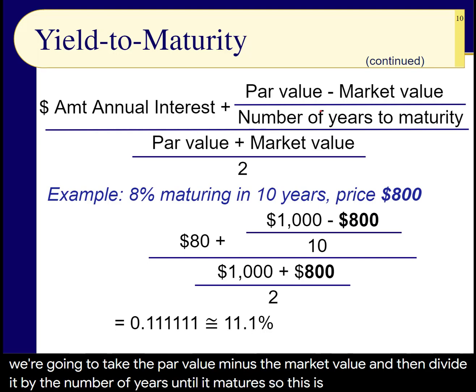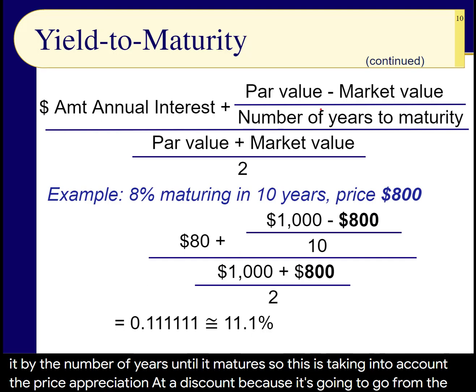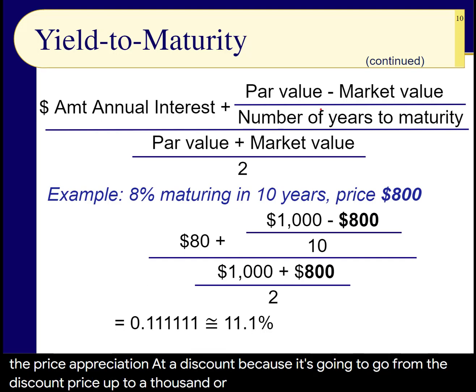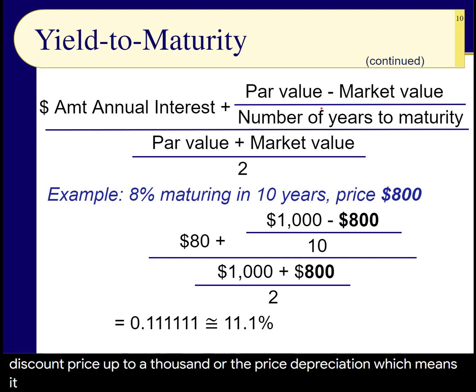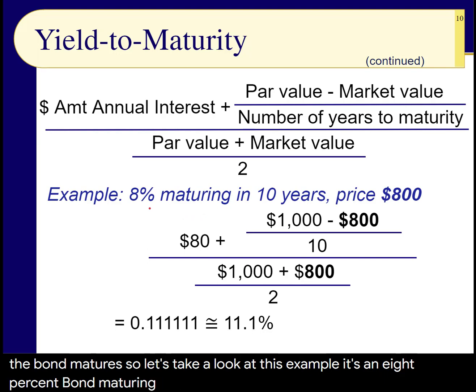So this is taking into account the price appreciation if we bought it at a discount, because it's going to go from the discount price up to 1,000, or the price depreciation, which means we bought it at a premium, but we're only going to get $1,000 when the bond matures. So let's take a look at this example. It's an 8% bond maturing in 10 years, but we only paid $800 for it.